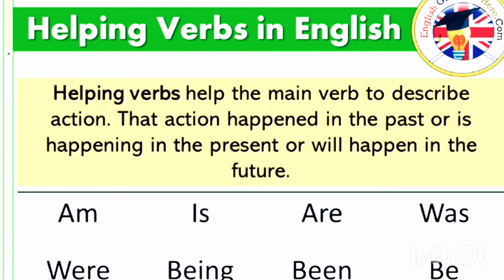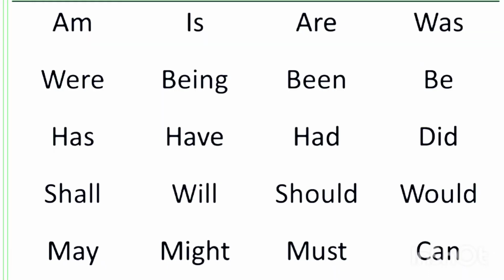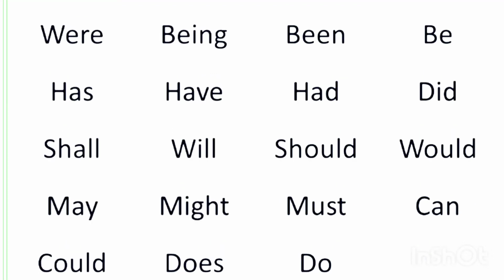Now there are many helping verbs in English. So what are helping verbs, children? Helping verbs help the main verb to describe action. That action happened in the past or is happening in the present or will happen in the future. So some of the helping verbs are am, is, are, was, were, being, been, be, has, have, had, did, shall, will, should, would, may, might, must, can, could, does, do.